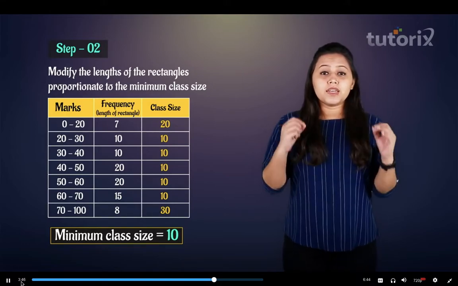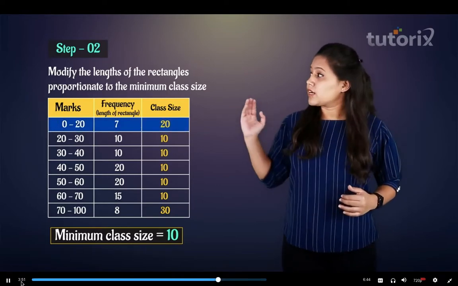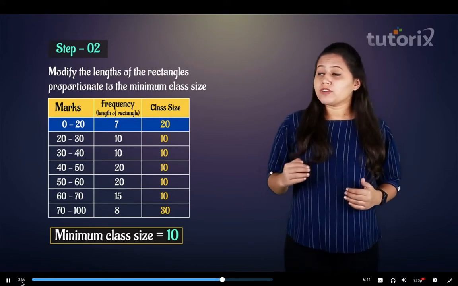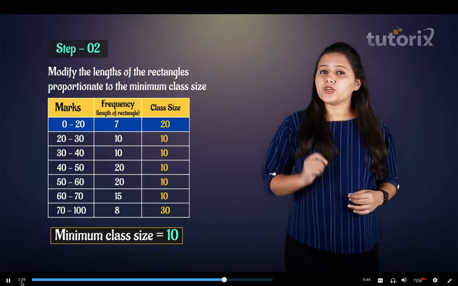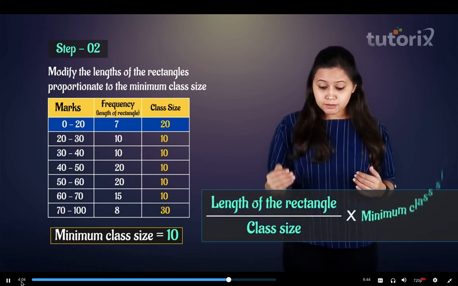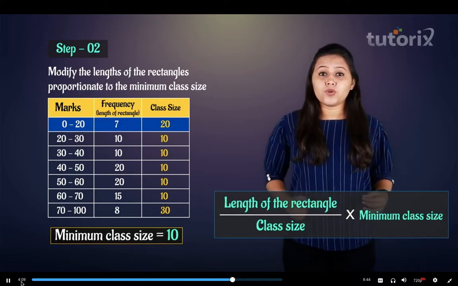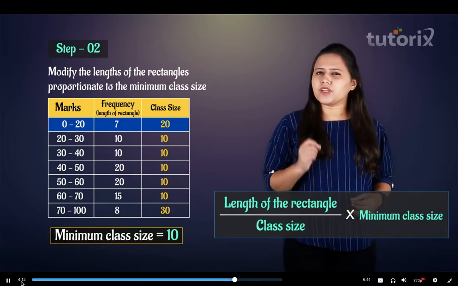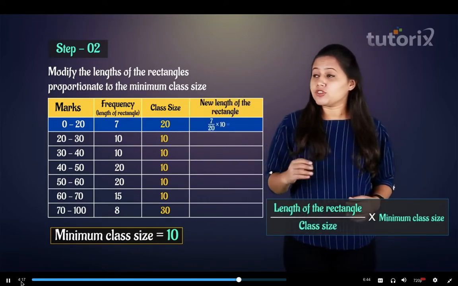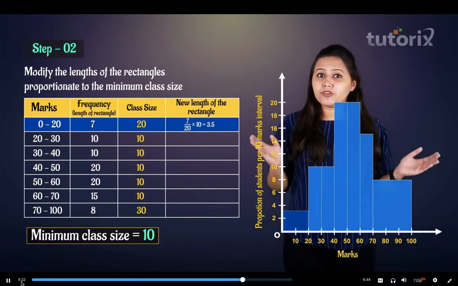Let me show you. Let's start with the first interval, which is 0 to 20. Here, the class size is 20 and the length of the rectangle is 7. So, to modify the length of the rectangle proportionate to the minimum class size, which is 10, divide the length of the rectangle by class size and multiply it with the minimum class size. So, when the class size is 10, the length of the rectangle will be 7 divided by 20 into 10, which is 3.5. So now the length of the rectangle changes to 3.5.